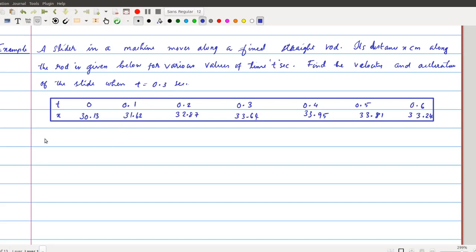So we have to find the velocity at t equal to 0.3.